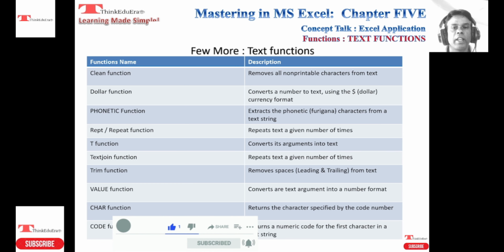There is a VALUE function, which converts a text argument into a number format. As I told you, if you extracted some student table from an application and the roll number is formatted as text, but you want to perform some calculation, though logically you should not do calculations on text values, sometimes there are situations where we need to. So we can change those text values into numbers using the VALUE function. It will change those character values into number values for calculation reasons.